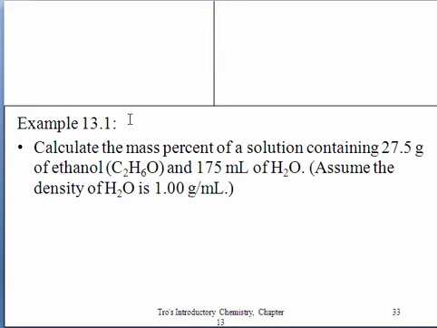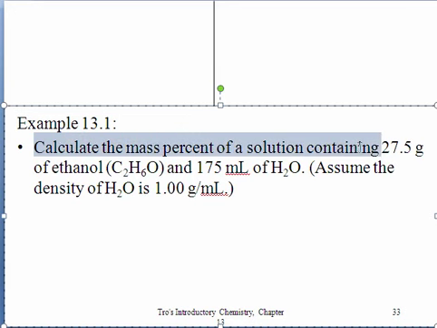So let's look at this example. This is example 13.1. It says, calculate the mass percent of a solution containing 27.5 grams of ethanol and 175 milliliters of water. Assume the density of water is 1 gram per milliliter.